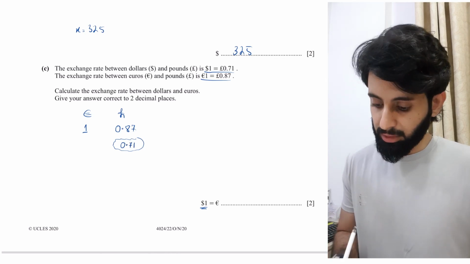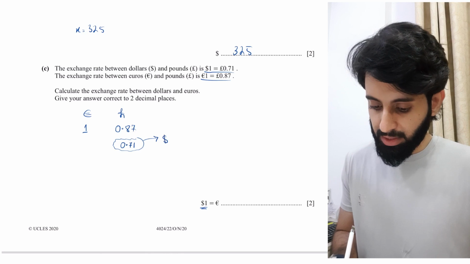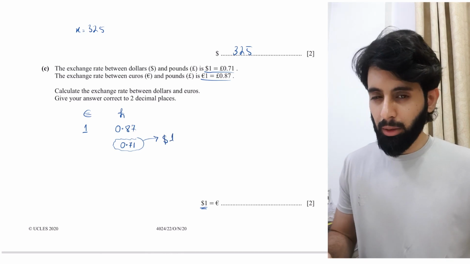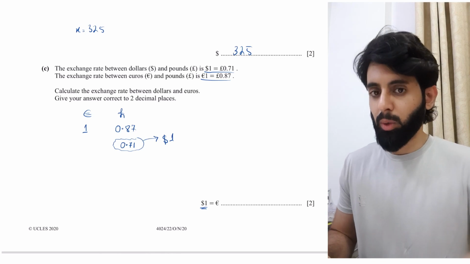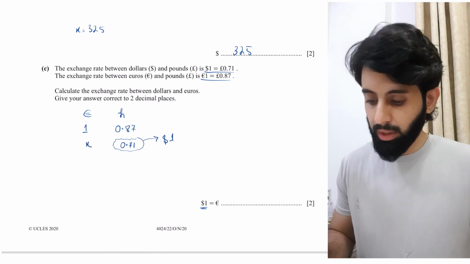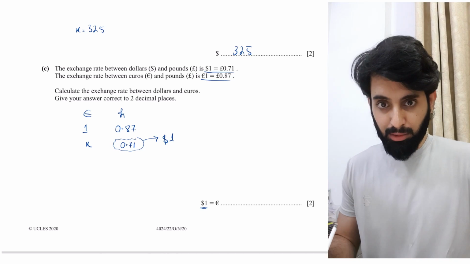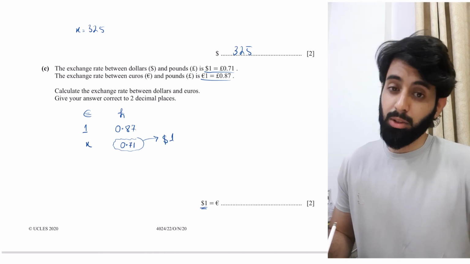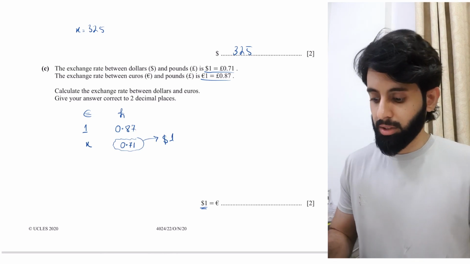Now I'll tell you why that is. Because this represents $1. If I place 0.71 here, what I'm technically doing is trying to find out what $1 is equal to in terms of euros. It's still in pounds, but since it's equal to $1, what I have in front of it is x, which will give me what $1 is equal to in terms of euros.